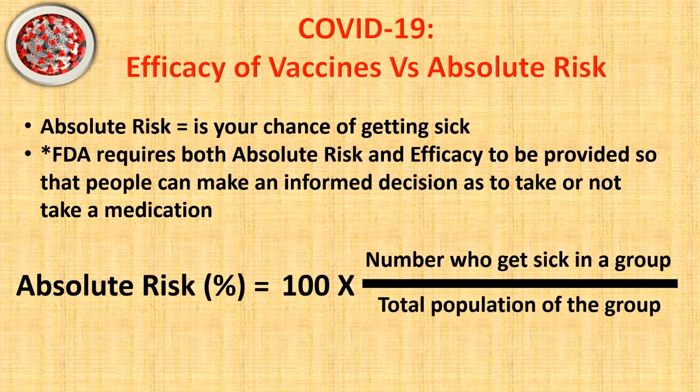The other piece of the information that the FDA requires them to give, but they have not been giving out for years and been getting away with this for medications as well, is the absolute risk. In here, you're looking at the number of people who get sick in a group versus the total population of the group. Right? This is your absolute risk of how likely are you to come down with the disease.